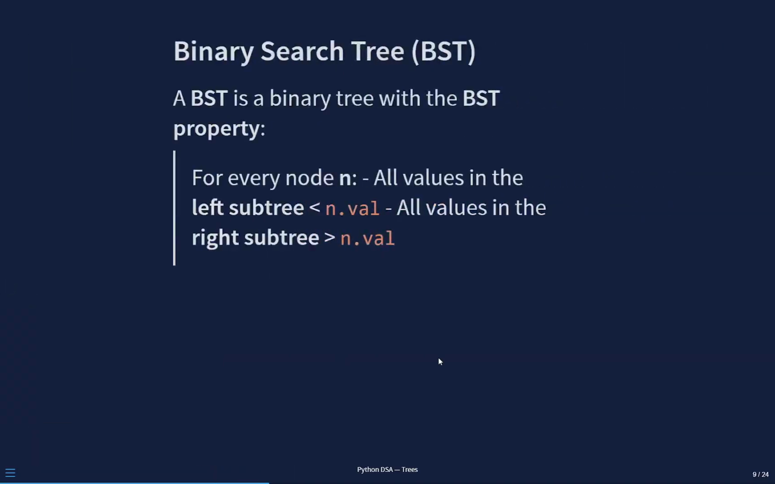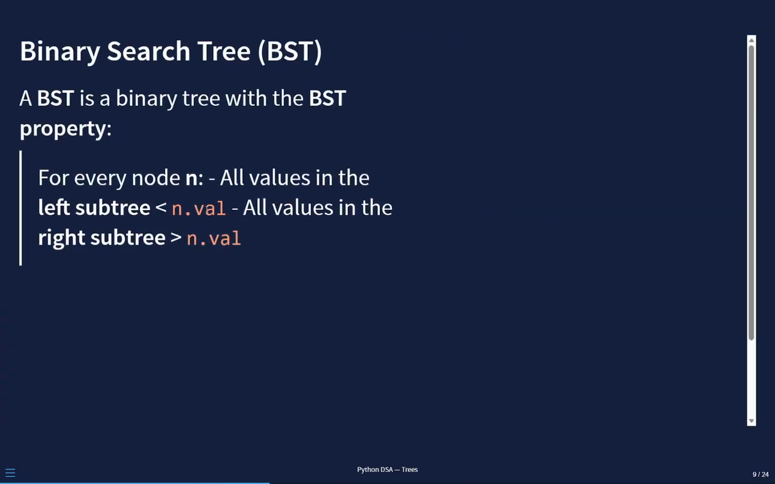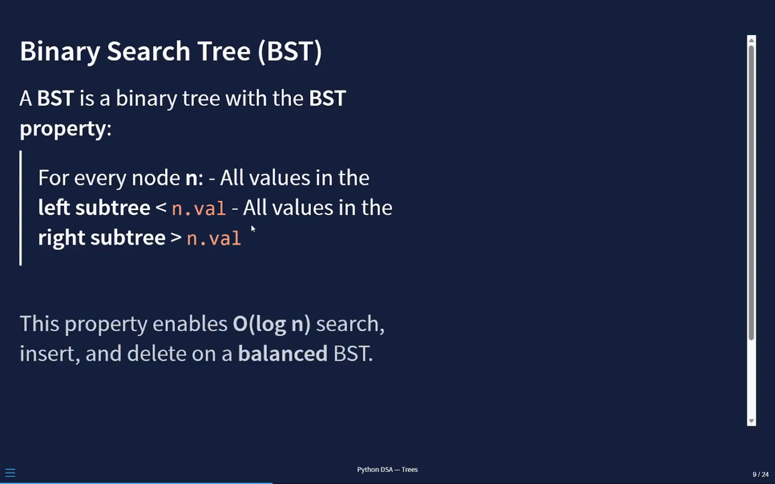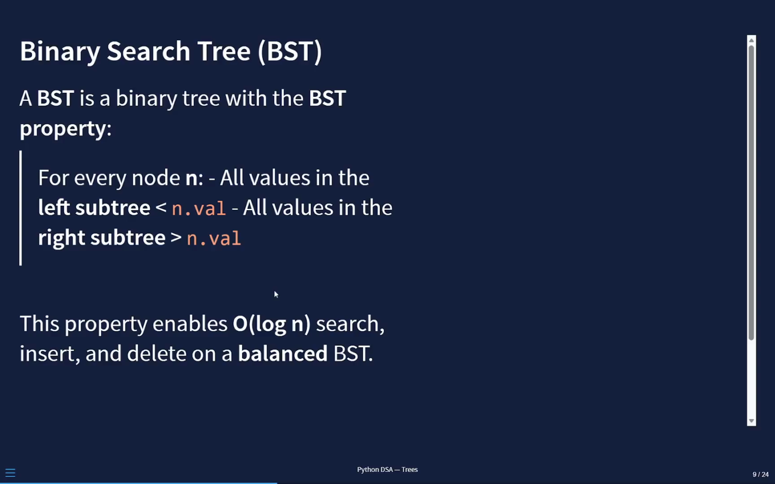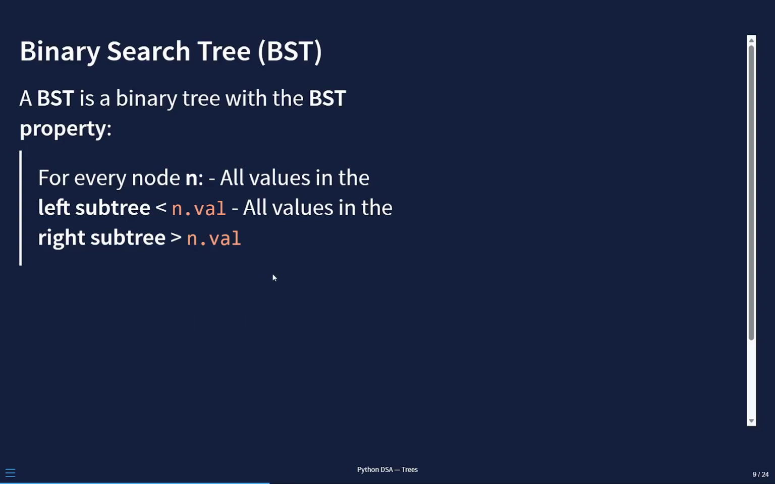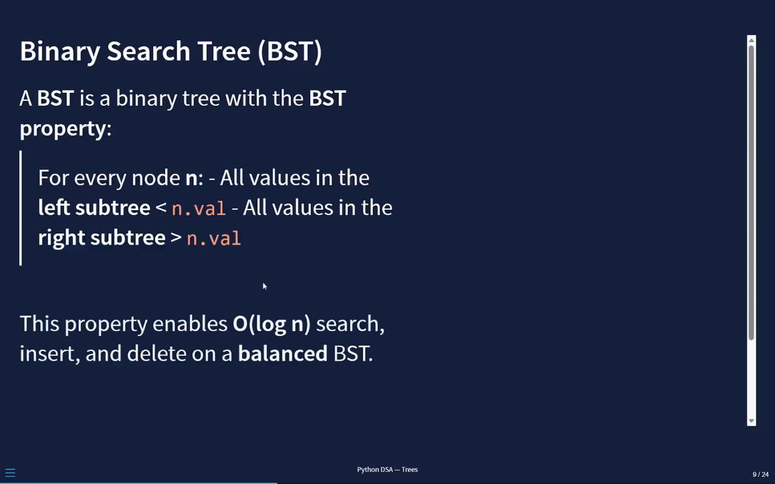Next. The BST is the most algorithmically important tree variant. It adds one constraint on top of binary tree structure, and that constraint enables efficient search. Click. The BST property: for every node n, all values in the left subtree are strictly less than n.val, and all values in the right subtree are strictly greater. This ordering must hold for every subtree, not just the root. It's a global invariant.